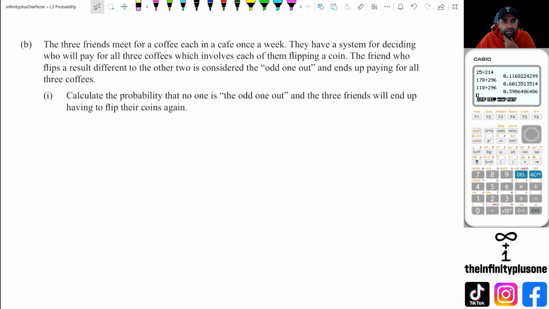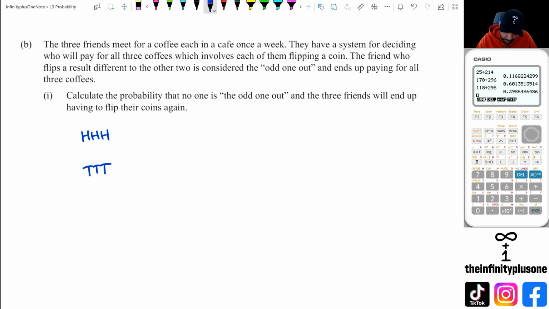All right, next one, odd one out. Okay, so basically for this question here, for them to not get an odd one out, you probably need to get heads, heads, heads, or tails, tails, and tails. Those are the two options, because every other option you get, you're going to have one odd one out.